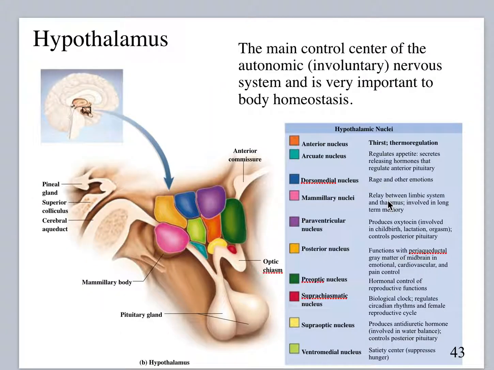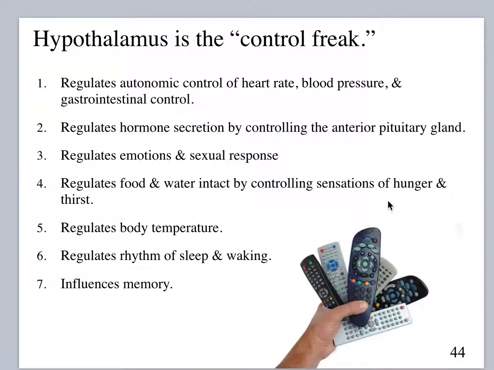Below the thalamus is the hypothalamus. The hypothalamus is the main control center of the autonomic nervous system, and it helps maintain a lot of the body homeostasis. I call it the control freak because it wants to control everything. Here's just some of the things that hypothalamus controls. You see, it's a quite extensive list of things that the hypothalamus can control. I'll let you read this. I won't read that, but you can see it controls many features of homeostasis throughout the body.